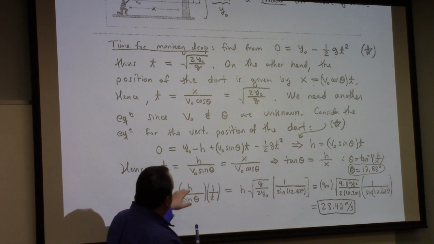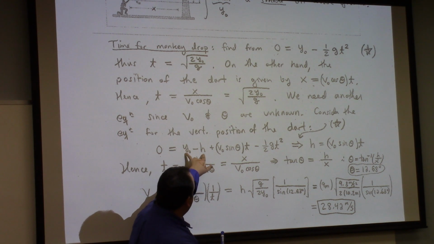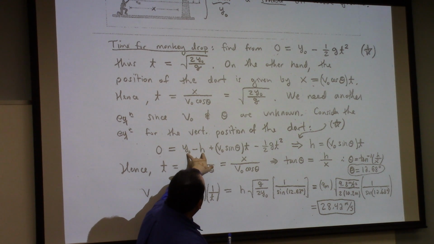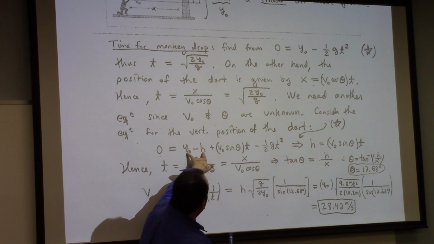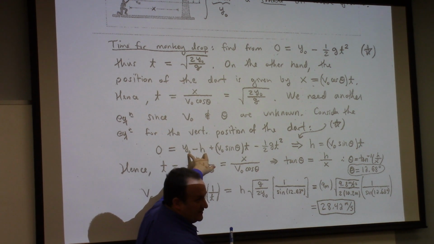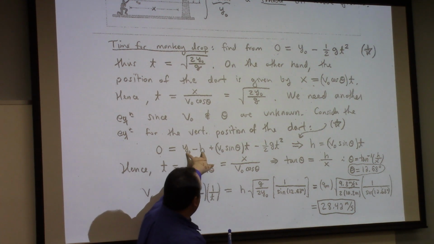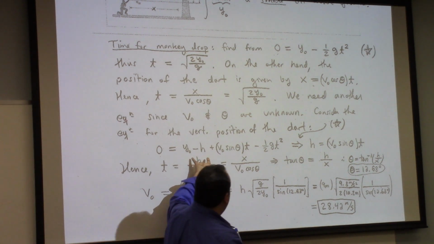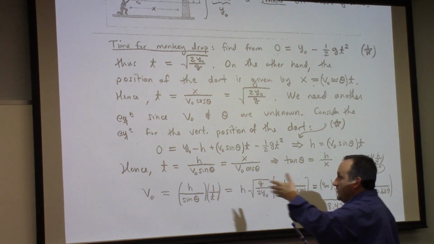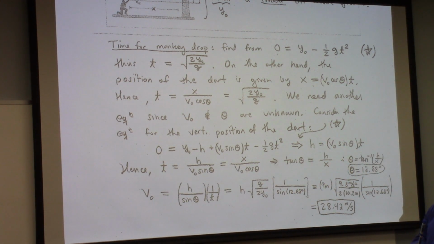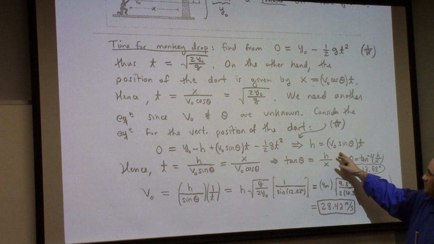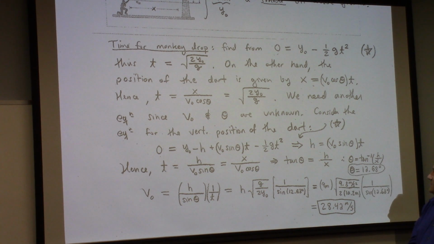So the initial position of the dart is y0 minus H, and H is 9 meters. I'm an idiot. So H is not the 1.2, H is the 9. This is the initial height of the dart, okay, this is 1.2. And we have v0 sine theta. We don't know v0, we don't know theta, but this does solve to give us h is equal to v0 sine theta times t.